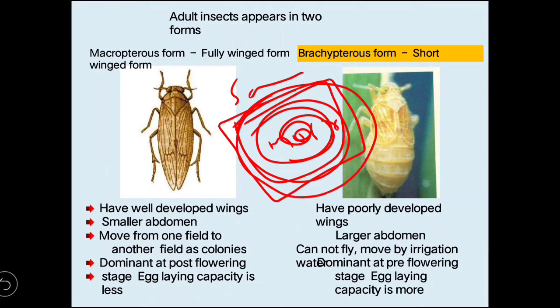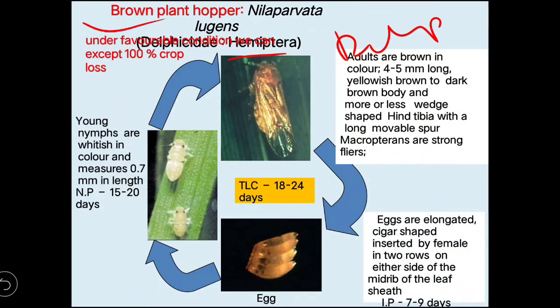So all over the field you will find this concentric brown color has formed. This type of brown color will look like the field is burnt from outside. So it is known as hopper burn, because this burn is caused by the plant hopper. Okay, so we'll see the life cycle.